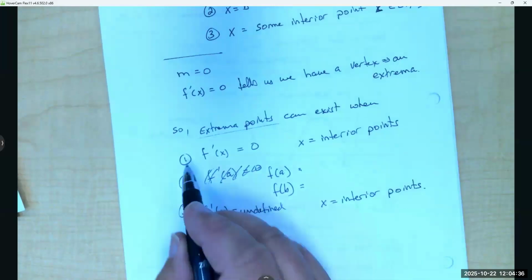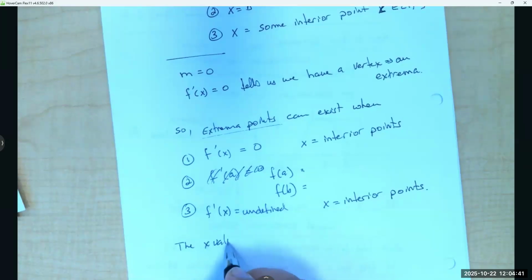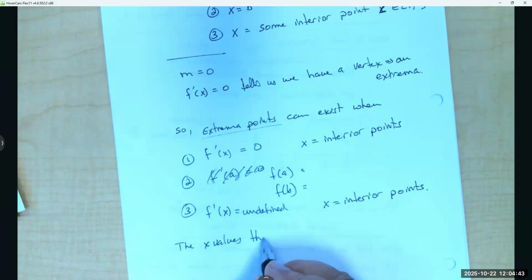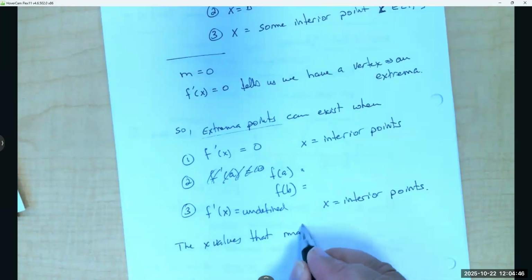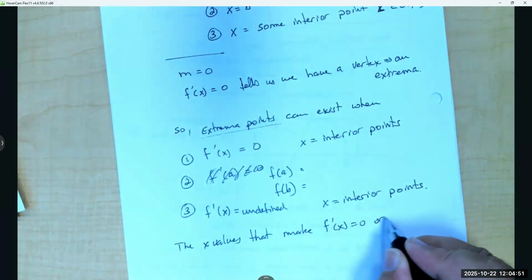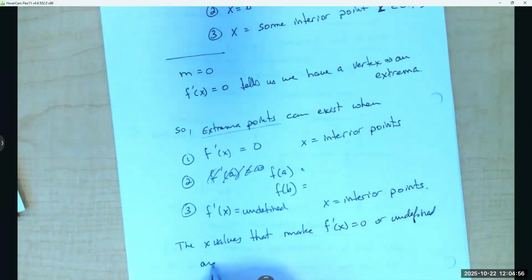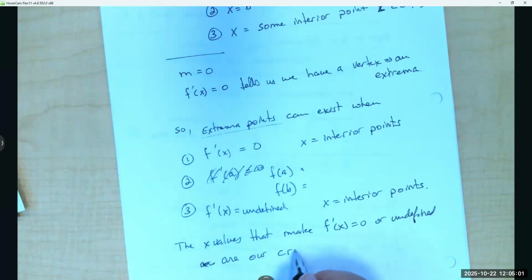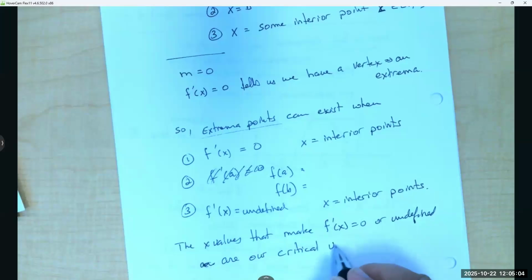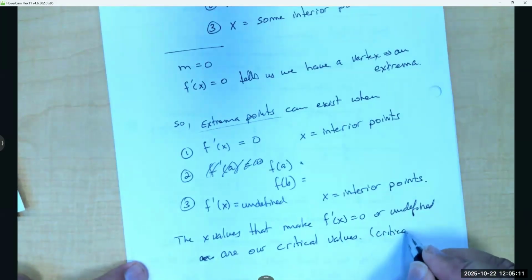Now, those x values that make the first derivative equal 0 or undefined are our critical values, or we can find the critical points.